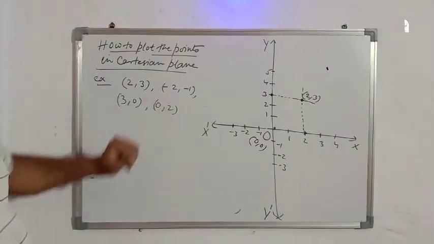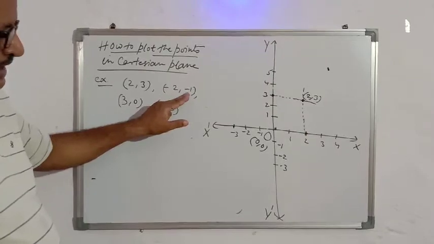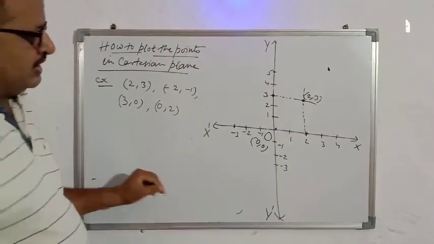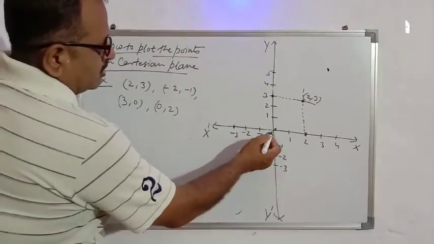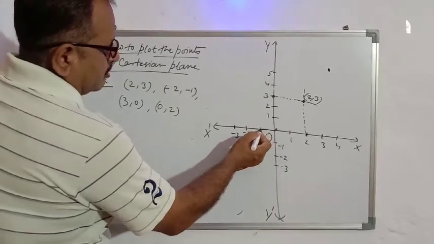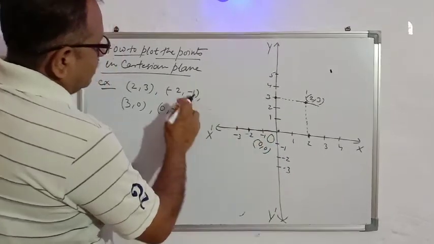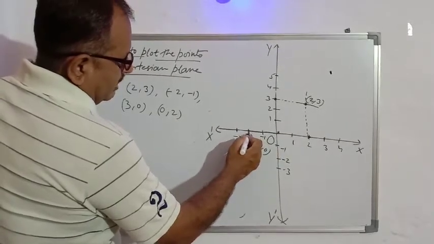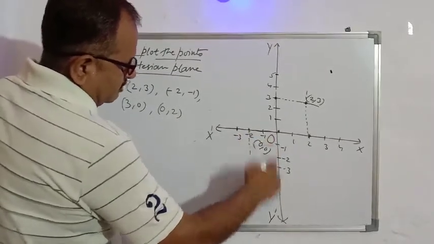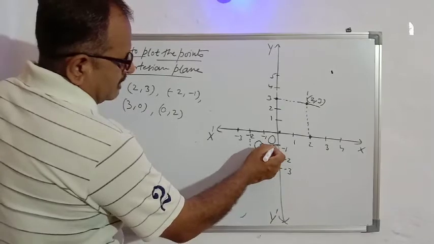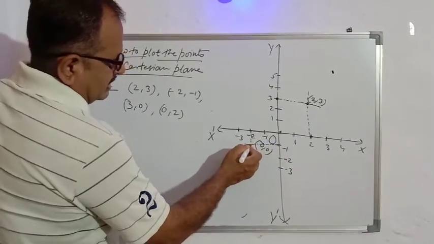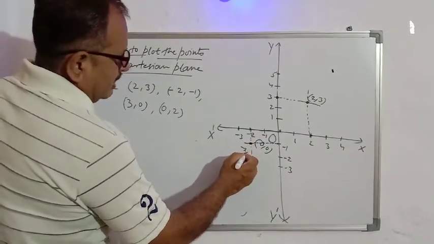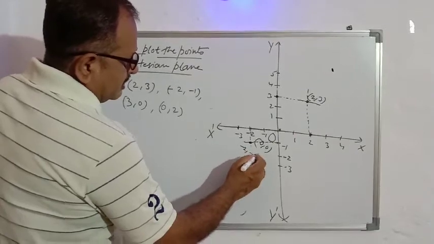Second, (-2, -1). Both are negative. It means it will lie in the third quadrant. So x is -2, the first component, so move -2 unit here. The y component is -1. -1 is this one. So from -2 we will draw a line parallel to y, and from -1 parallel to the x axis. This point will be (-2, -1).